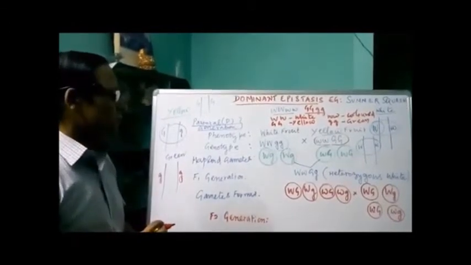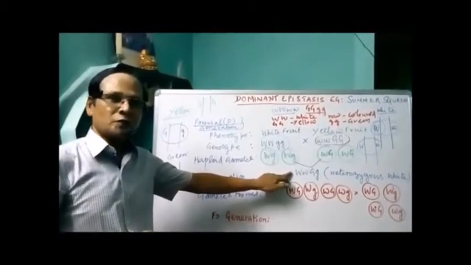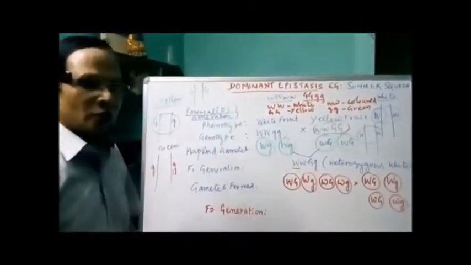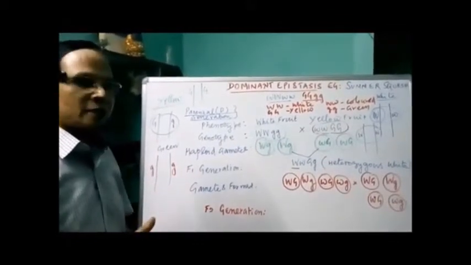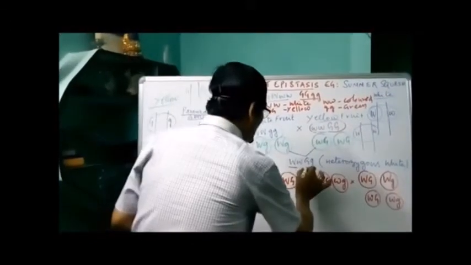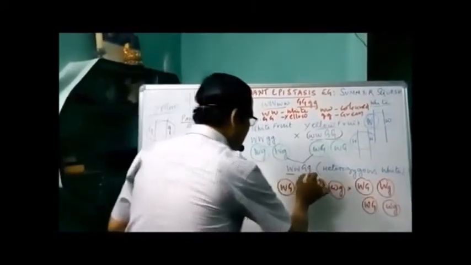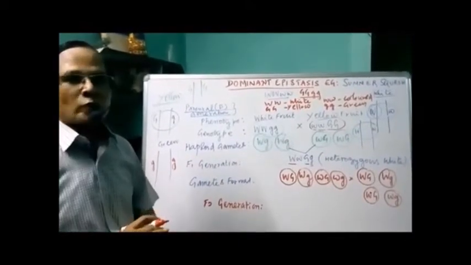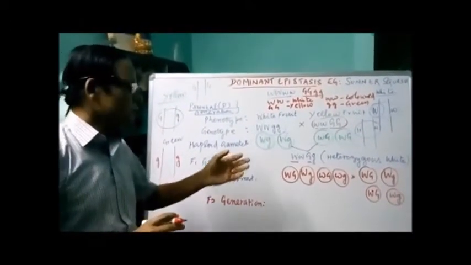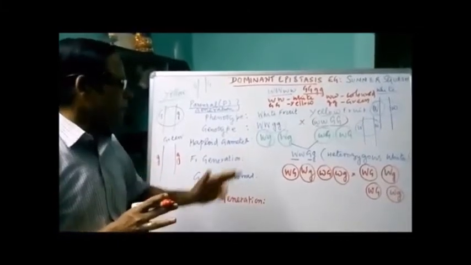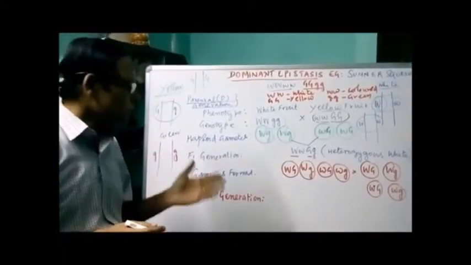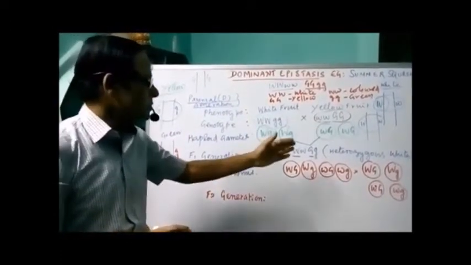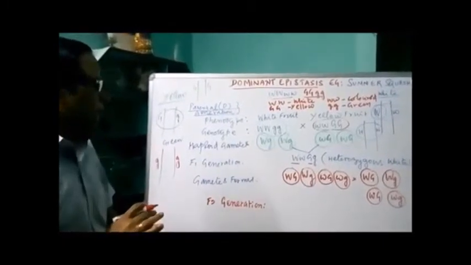By random combination, we have received a heterozygous individual. I mentioned already, one capital letter or a dominant gene for the white color is present. It suppresses the expression of both, that is, yellow color and green color. So the resultant F1 is heterozygous, but it is white in color. Here you can see the masking effect, the suppressing effect of the dominant allele W, which suppresses the expression of both the dominant yellow and the recessive green alleles.